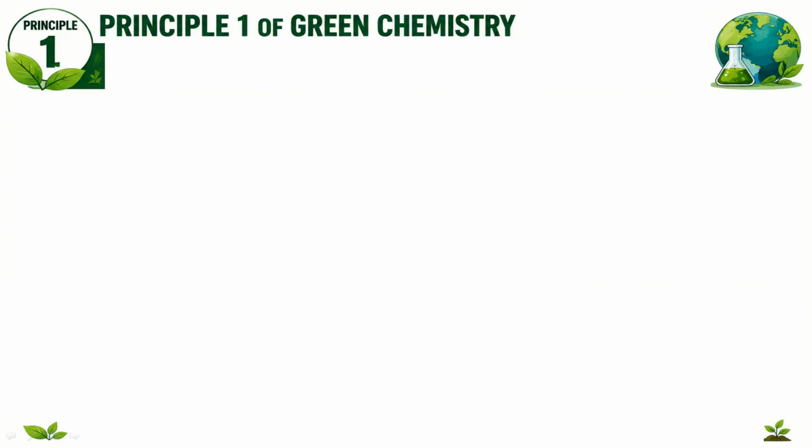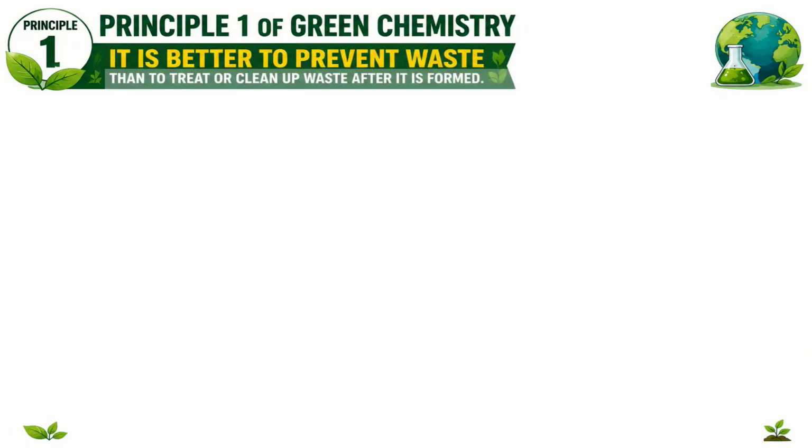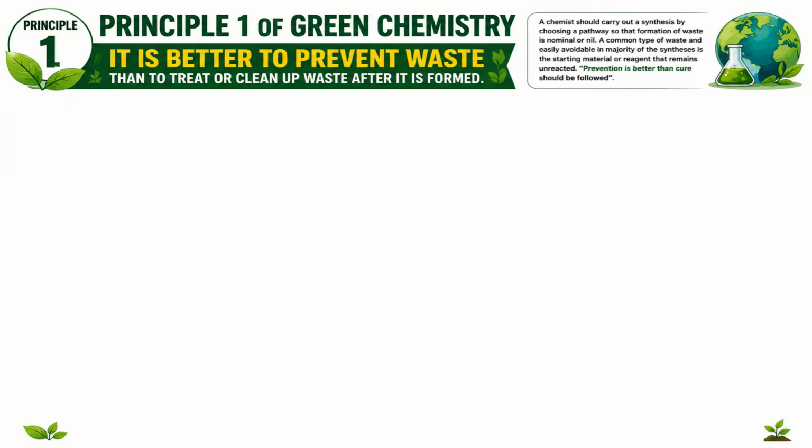Let's begin with Principle 1 of green chemistry. It is better to prevent waste than to treat or clean up waste after it is formed. This principle emphasizes a simple but powerful idea: instead of managing waste later, we should design processes that avoid creating waste in the first place. A chemist should carry out a synthesis by choosing a pathway so that formation of waste is nominal or nil.